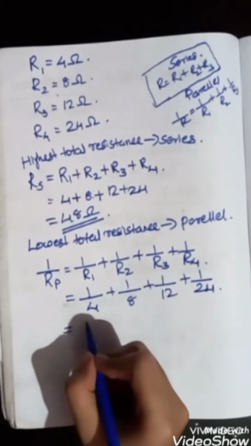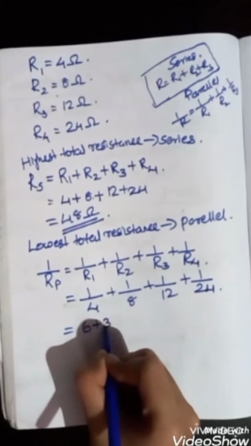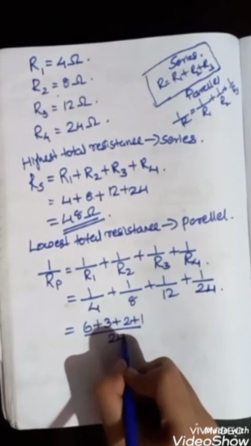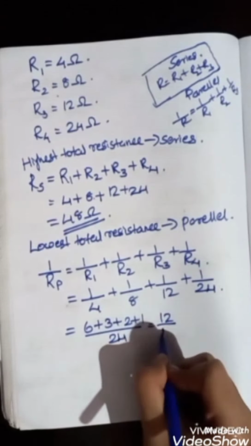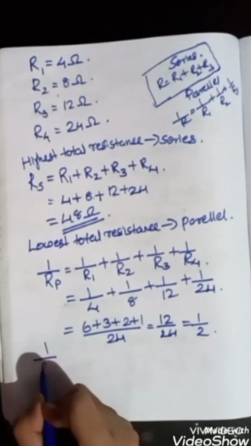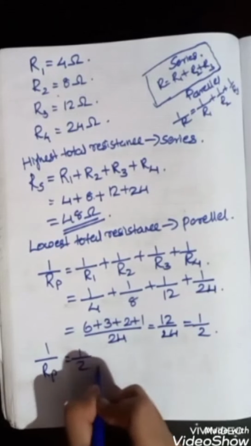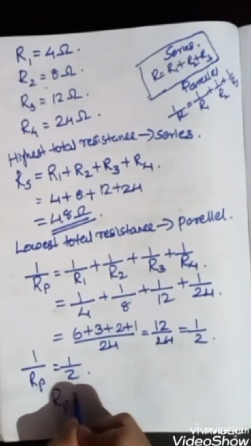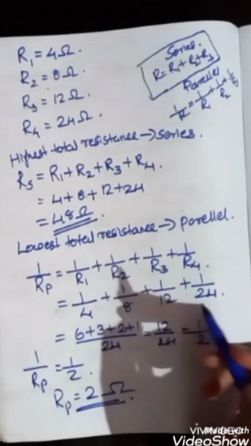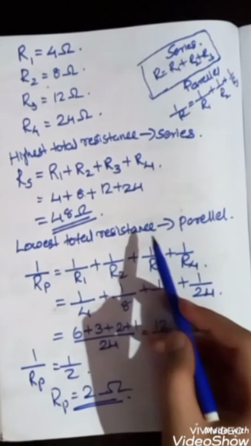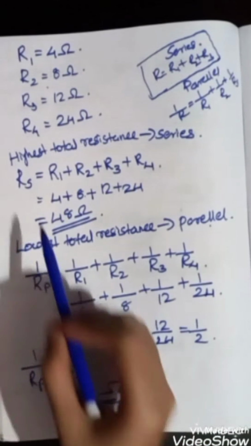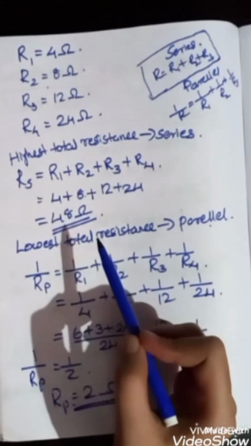We get 6 plus 3 plus 2 plus 1 all divided by 24. That is 12 by 24, that is equal to 1 by 2. The 1 by Rp is equal to 1 by 2. Then what is Rp? Rp is equal to 2, that is 2 ohm. Okay. Here the lowest total resistance we can secure through parallel combination, that is Rp is equal to 2 ohm and Rs is equal to 48 ohm.